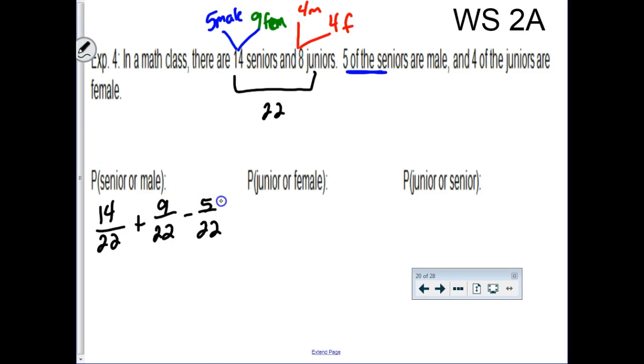So common denominators already exist. That's why I didn't bother reducing. Let's see, 14 plus 9 is 23, minus 5 is 18 over 22. Am I doing my math right? And I would expect PreCalc to reduce that. Cool, 9 over 11.